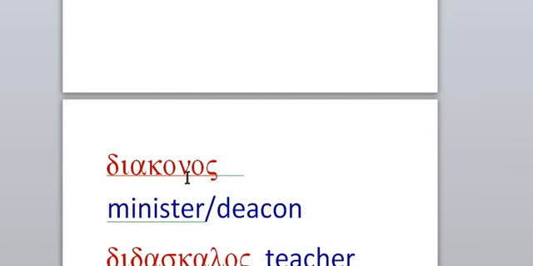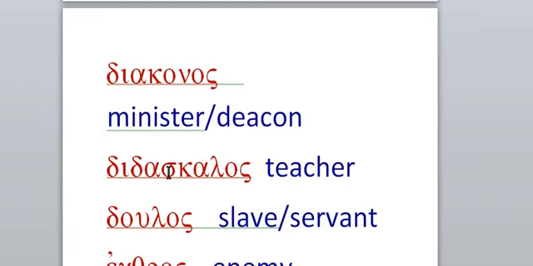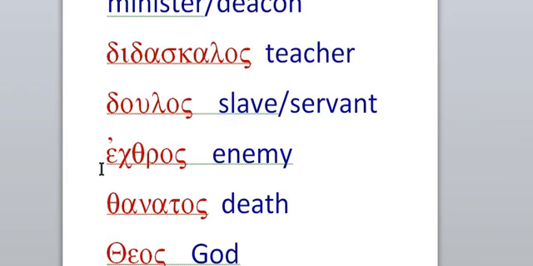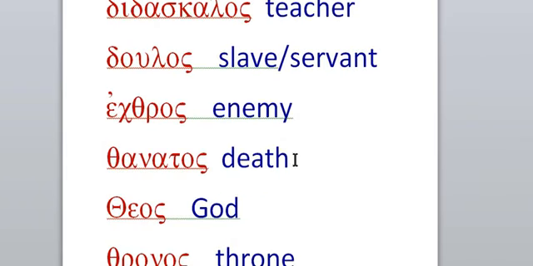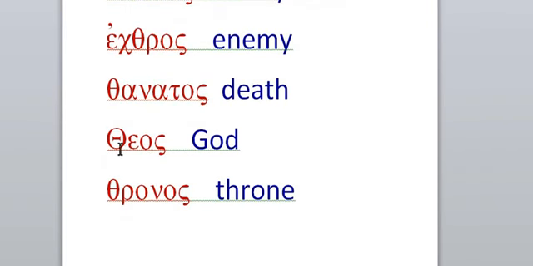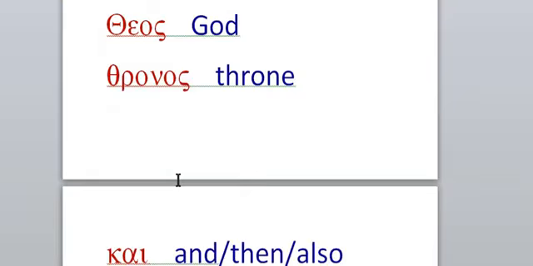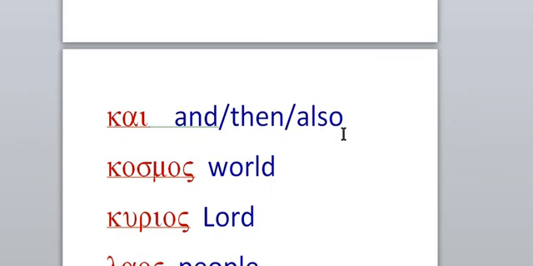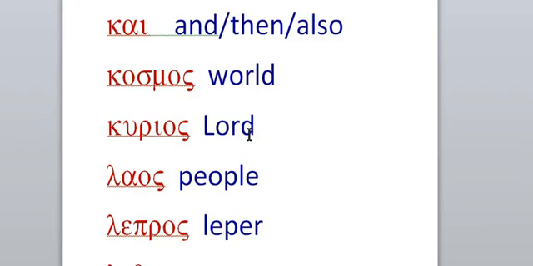Then diakonos, diakonos means a minister or deacon. Diakonos, deacon. Okay. Didaskalos, teacher. Doulos, everybody knows, it's a slave or servant. Ekthros, enemy. Okay, ekthros. And thanatos, death. Theos, God. Thronos, throne, easy to remember, right? Kai, it can mean and or then or also. So that's why I have written three of them there. Then cosmos, world. Kurios, everybody knows, that's the Lord.